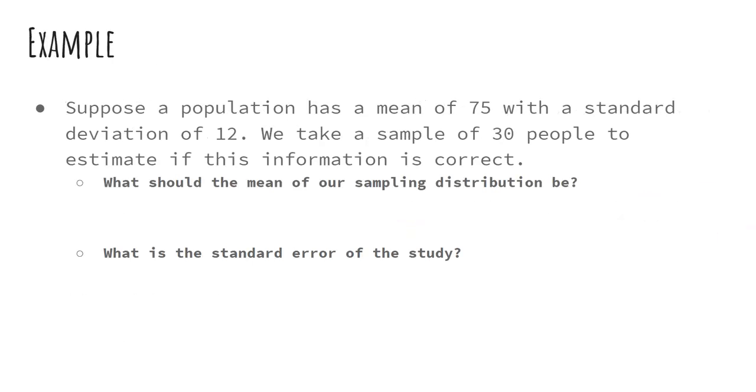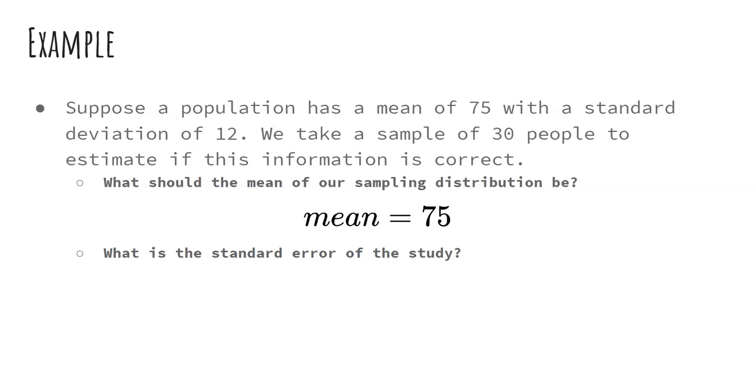All right, so we've got one example. It says, suppose the population has a mean of 75 with a standard deviation of 12. We take a sample of 30 people to estimate if this information is correct. The first question is, what should the mean of our sampling distribution be? On the last slide, we said that in theory, the mean of the sampling distribution should be equivalent to the mean of the population. So if the population has a mean of 75, then we would assume that the sampling distribution would also have a mean of 75, because we assume that the mean of the population is equal to the mean of the sampling distribution.